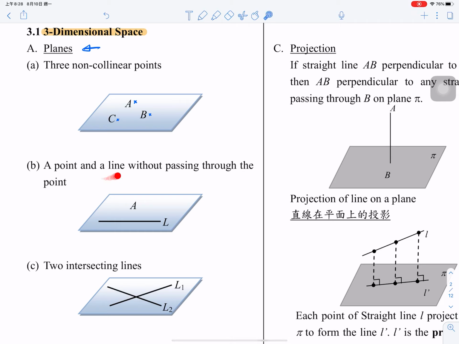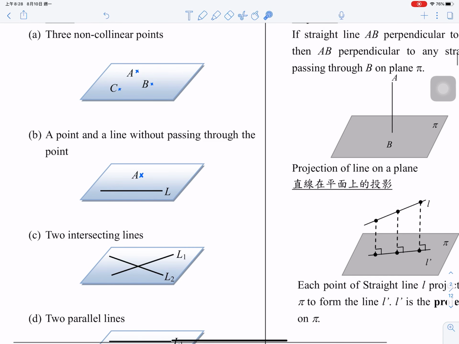B, a point and a line without passing through the point. That means here we have a point A and we have another straight line here. This straight line does not pass through the point A, but they're still on the same plane.